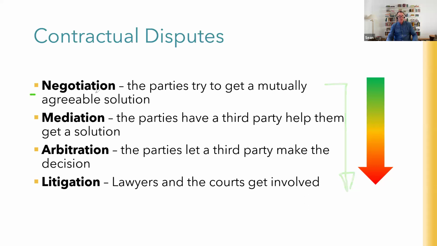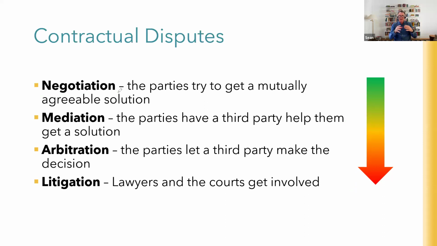The first step you should take is negotiation. This is where each of the parties to the contract comes together and they try and work things out themselves. Okay? It's negotiation. Mediation is where the parties say, look, we can't quite agree. We're going to bring in a referee, so to speak, who's going to help us agree. Okay? It's mediation. The next one down the list is arbitration.